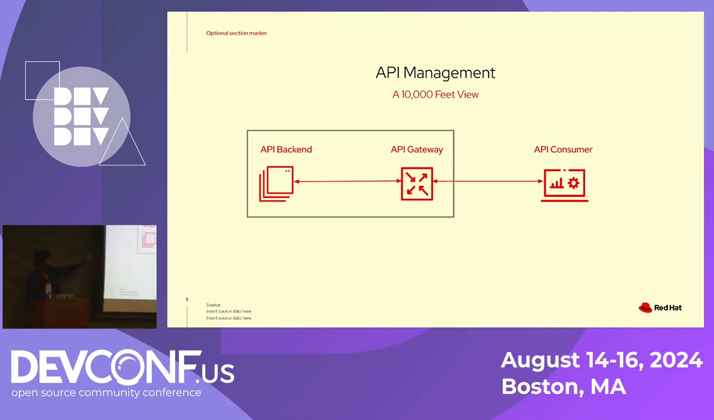But this is a very simplistic view. The API gateway and the API backend are in the same environment, same network, and the gateway can communicate with the backend directly because they're in the same network, and the setup is fairly straightforward.